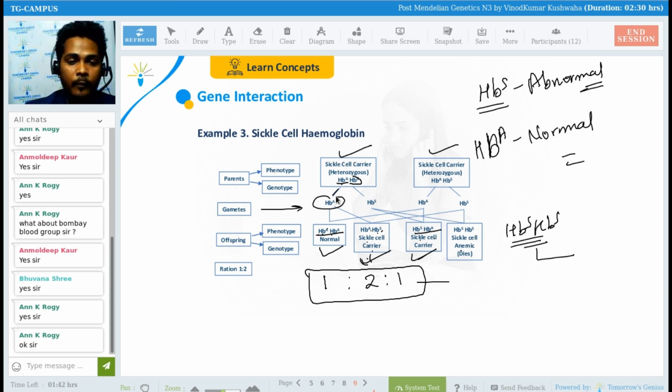So that means a person having HBA genotypes has normal hemoglobin, but a person having HBS has sickle cell hemoglobin. That you have to keep in mind. And you can see the heterozygous ones are the carriers. Heterozygous means what here? This is homozygous. This is also homozygous, but these two are the heterozygous. So heterozygous is what? It's a carrier. Clear?